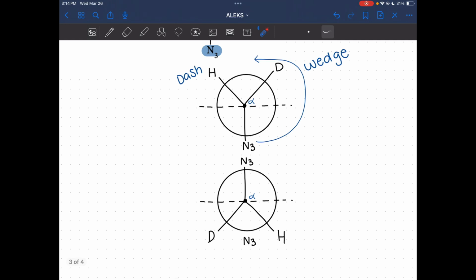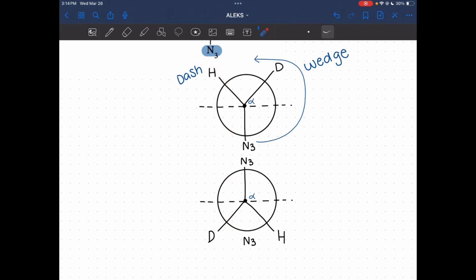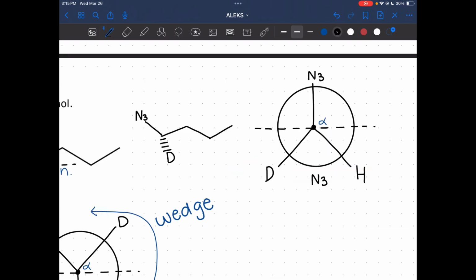I know we know how to do these, but I just want to explain every single little thing. So also, it's on the dashed side of this Newman projection. So it'll be pointing downward, but be dashed. So I'll draw that in as well. All right, so we got the deuterium done here. We did the N3 pointing straight up, and now we're looking at this wedge side here. And it looks like my H will be pointing down wedged.